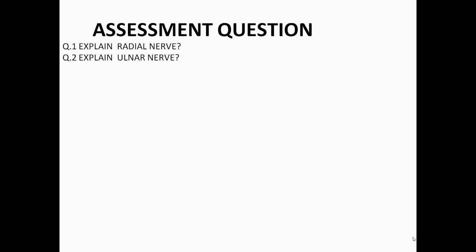Now there are assessment questions. These are: explain the radial nerve, and explain the ulnar nerve briefly. So this is all about the nerves that are present in our upper limb.